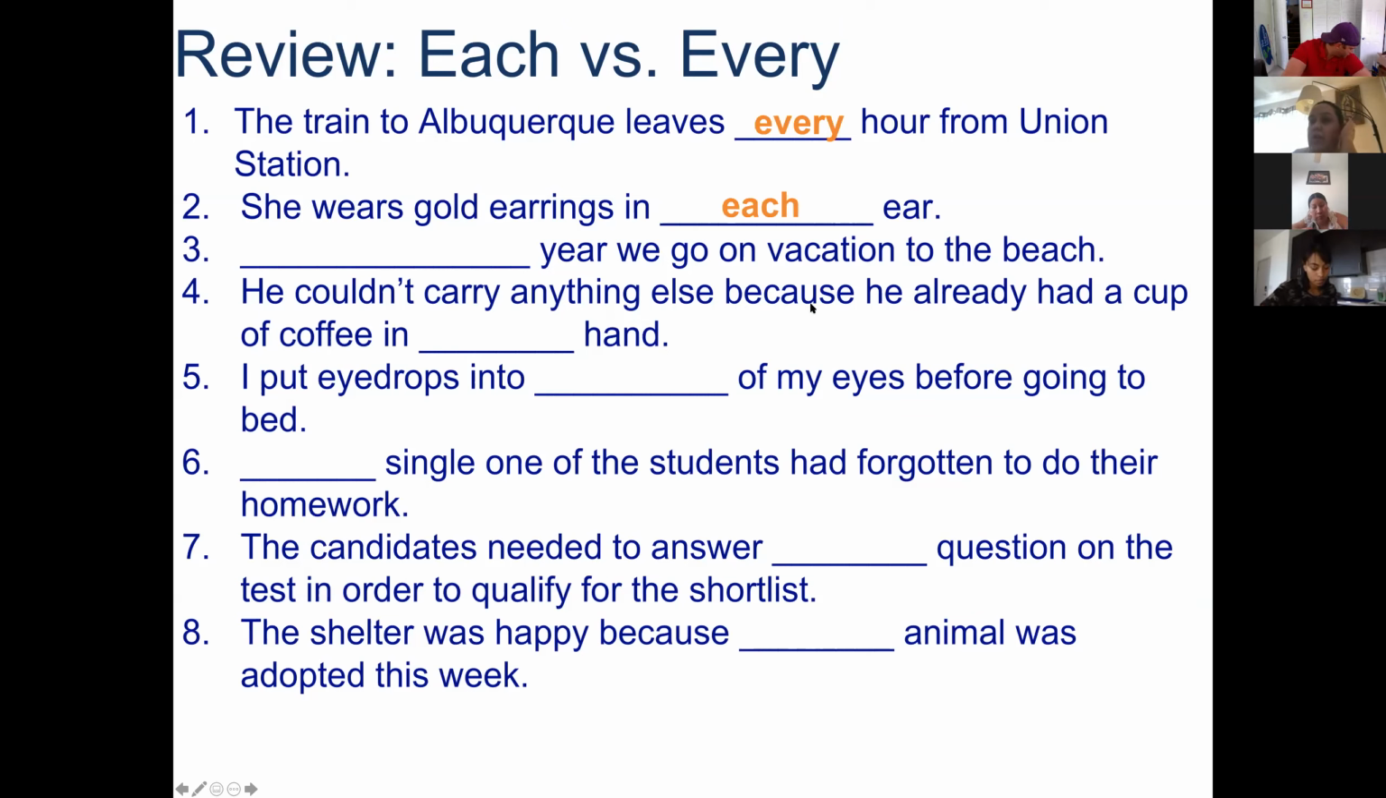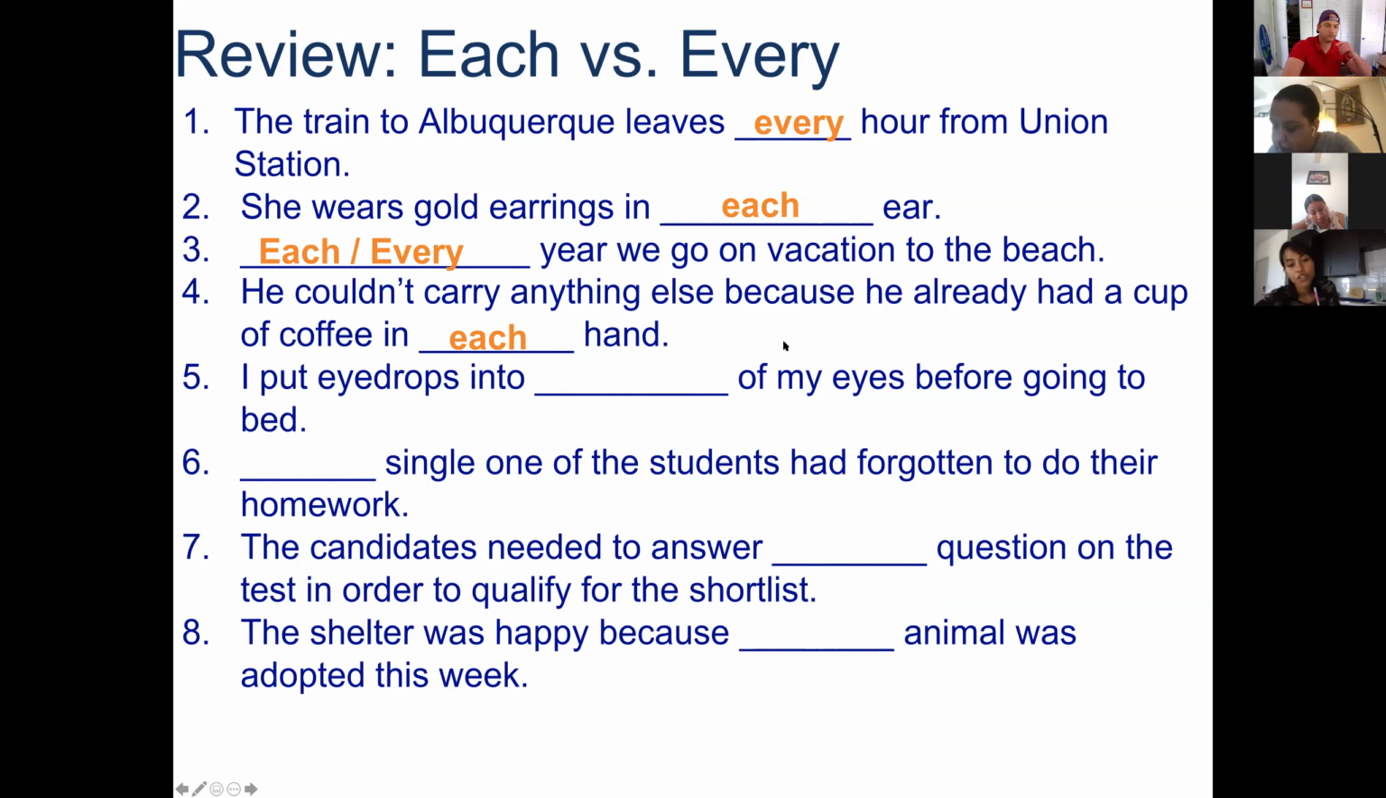Every year we go on vacations to the beach. Good. Here you could say either, but yeah, I would probably say every there. He couldn't carry anything else because he already had a cup of coffee in each hand. Yeah, good.